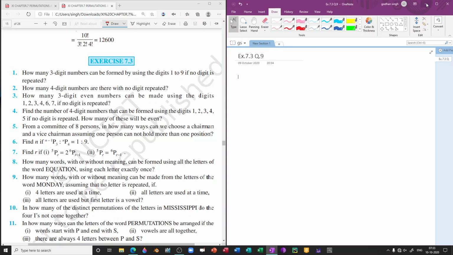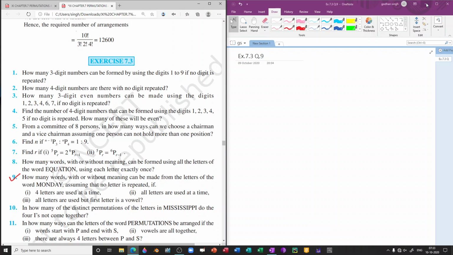Exercise 7.3, question number 9. How many words with or without meaning can be made from the letters of the word Monday, assuming that no letter is repeated, if first part, 4 letters are used at a time. Second part, all letters are used at a time. Third part, all letters are used but first letter is a vowel. So let us start doing this question number 9.